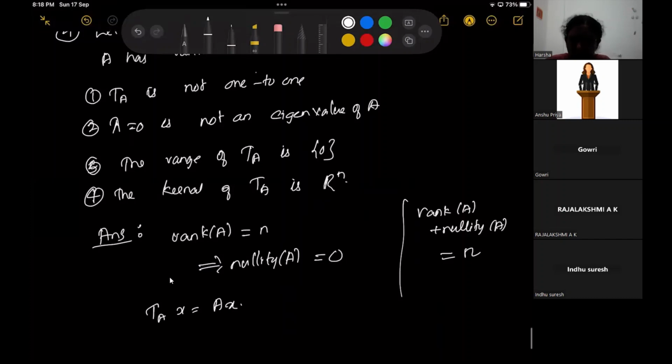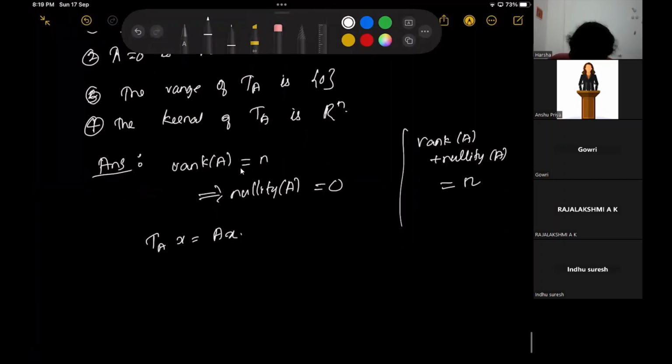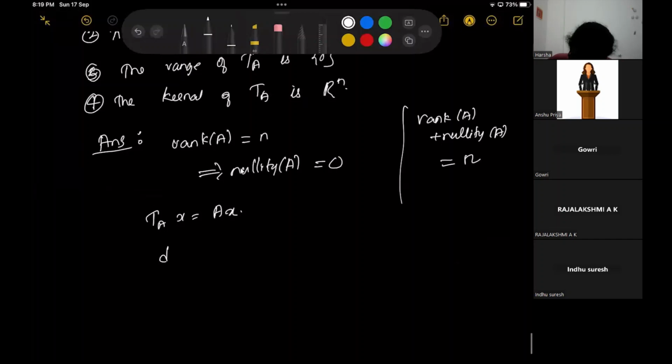Ma'am, nullity is the dimension of the null space, right? Yes, ma'am. So, if the determinant is not equal to 0, our matrix will never be a null matrix, right? Yes. Here rank equal to n and nullity equal to 0 means the determinant is non-zero, correct? So we can say the determinant of A is not equal to 0, or A is invertible.